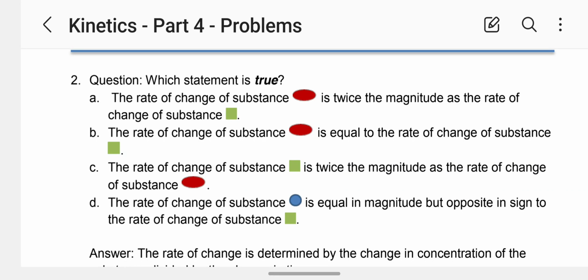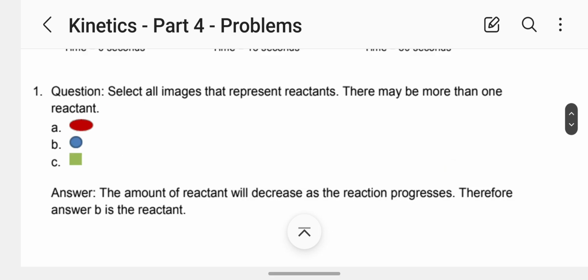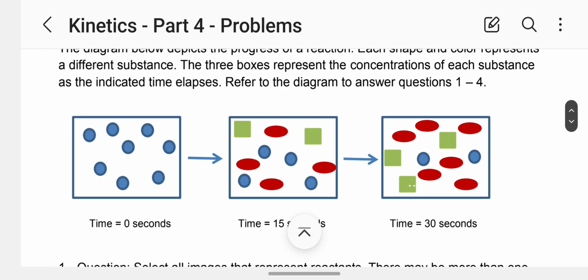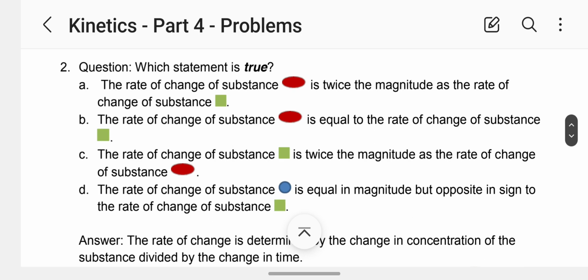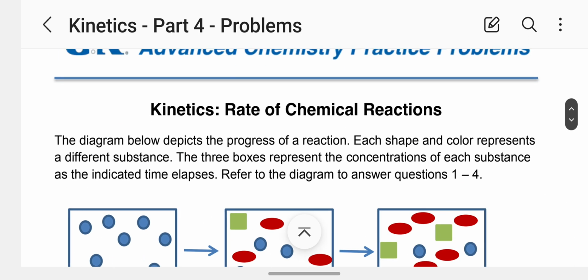The second statement. Question: which statement is true? The rate of change of substance is twice the magnitude as the rate of change of substance. They are talking about this reaction. So take red. Is red the twice?